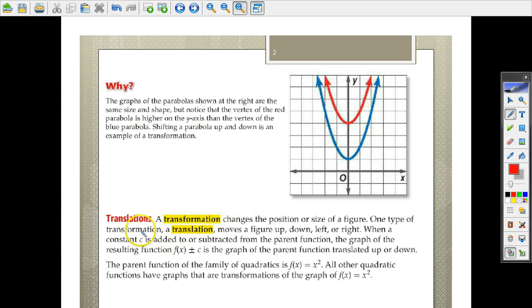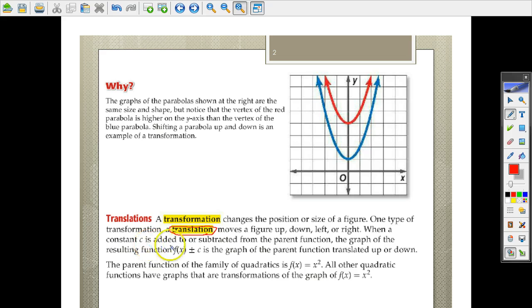So you might have learned translations in pre-algebra, and you will definitely learn it more in geometry. Transformation changes the position or size of a figure. One type of transformation is called a translation. Translation is when you just slide the figure up, down, left, or right.